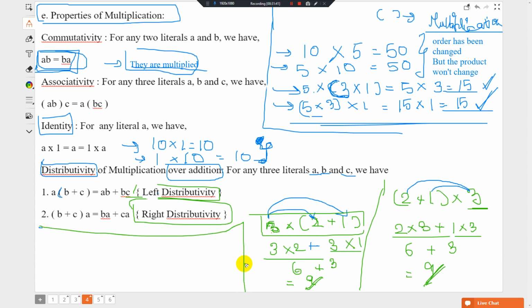That's why they have kept the name left distributivity, where the common number will be written at the left side, and right distributivity, where the common number will be written at the right side. Okay?